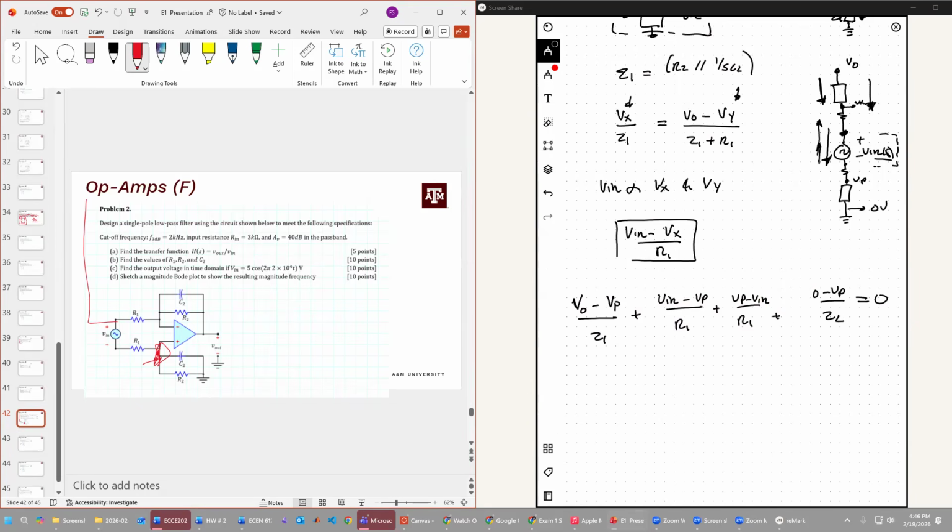All right. So the transfer function is simply the output over the input. So we want to move over the terms, and the problem is this VP term. Here we need to find the VP now in terms of VN.